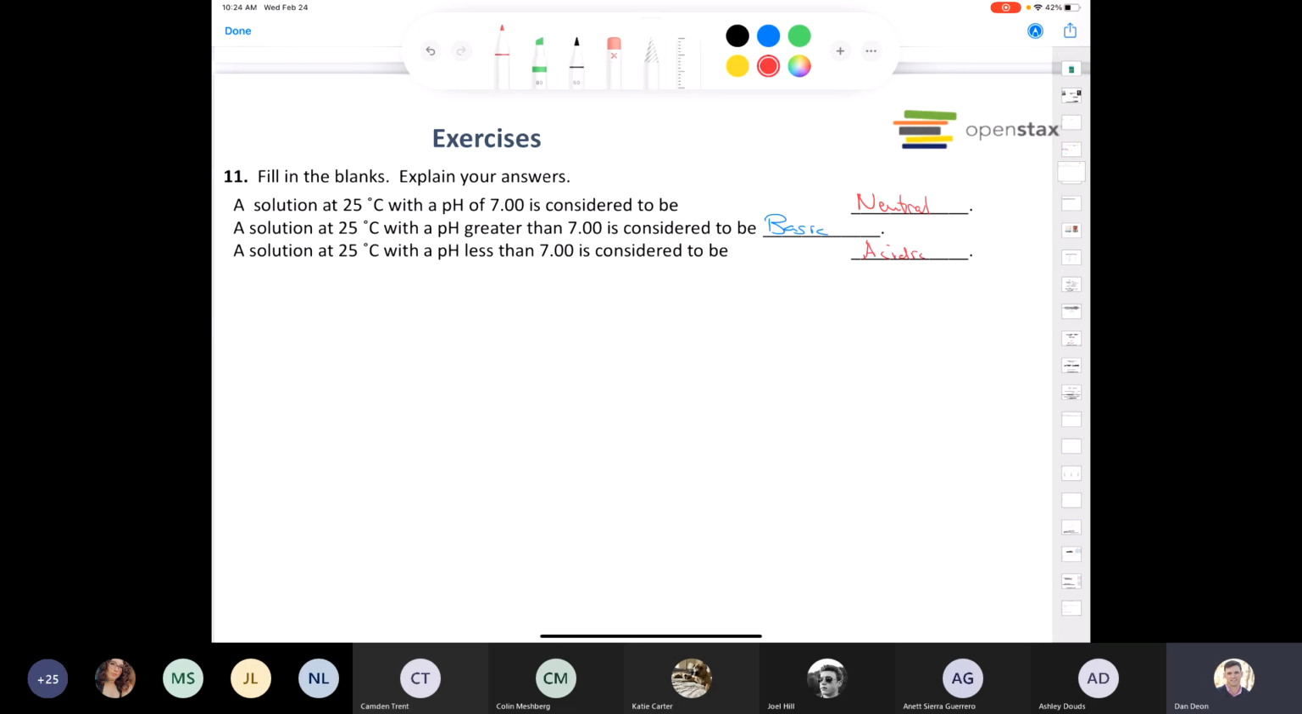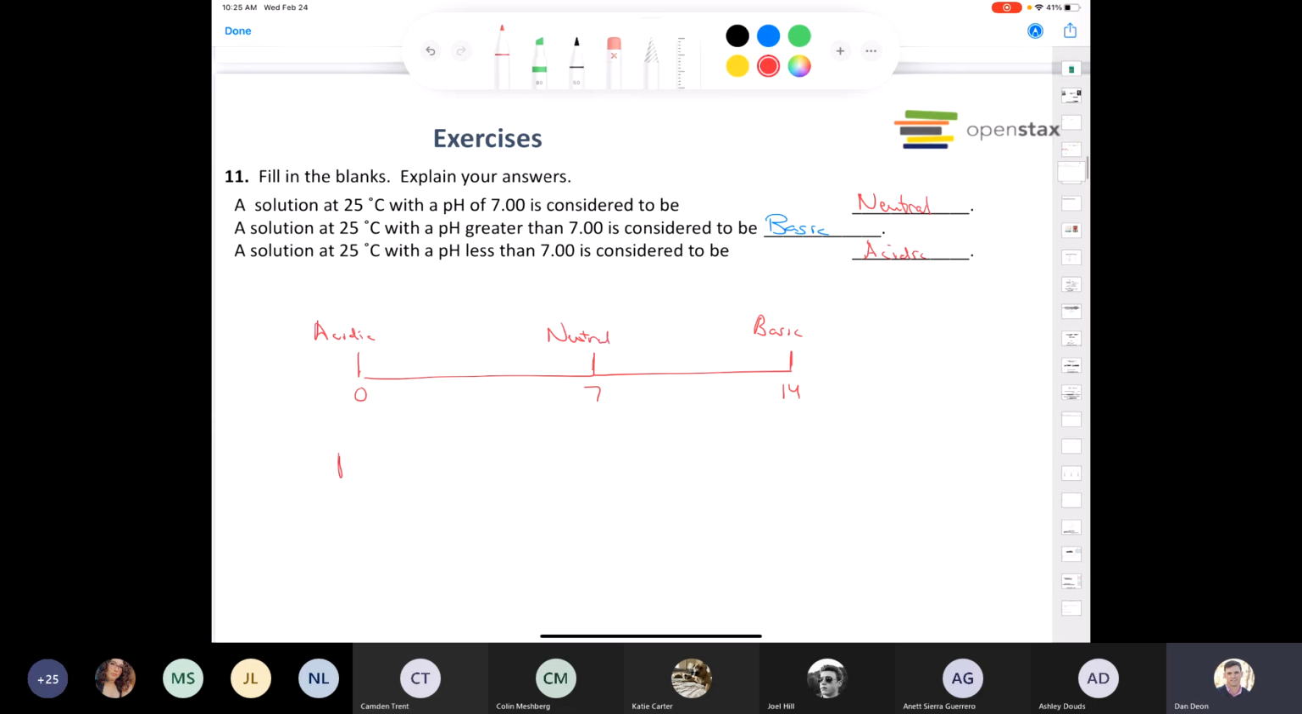Okay, here we go. All right, so we have the pH scale. It goes from 0, 7, 14. So this is acidic. This is basic. This is neutral.